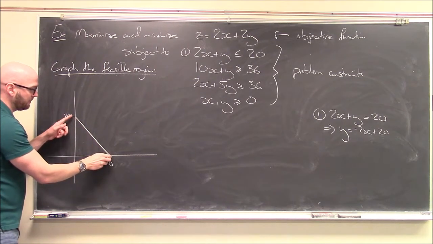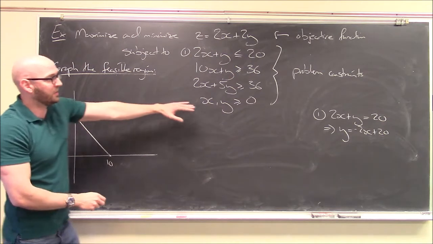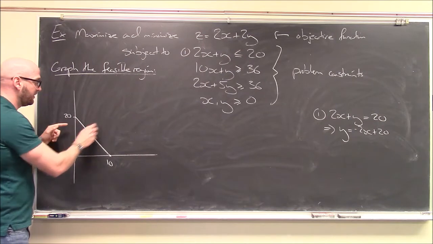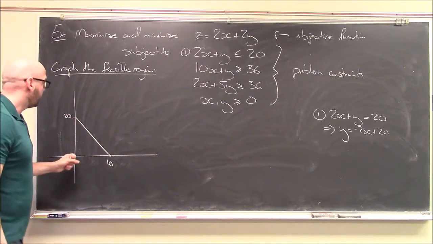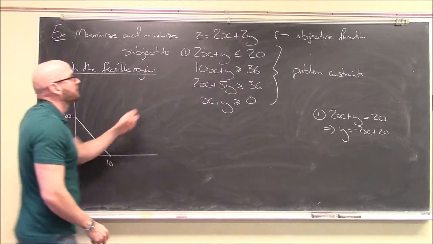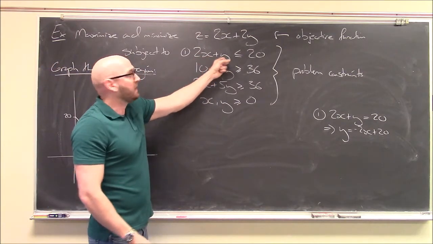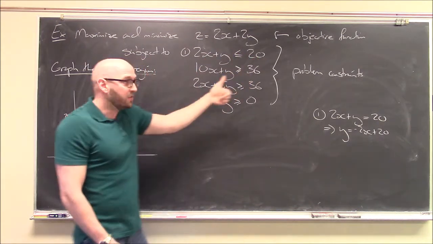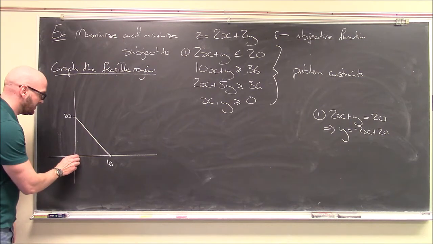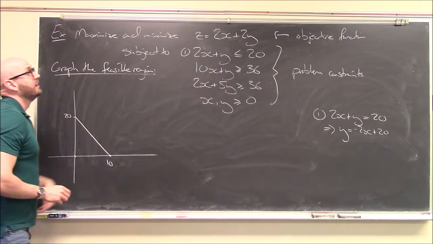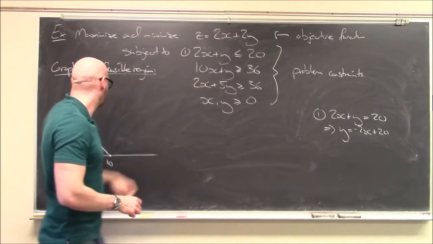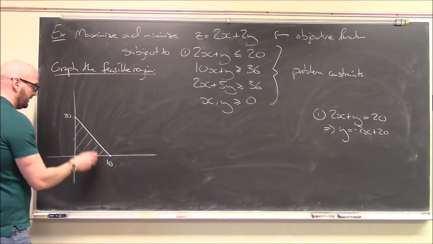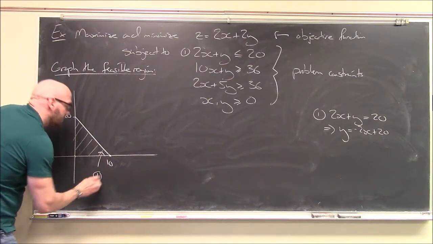And I'm only drawing this portion of it because, again, we only care about what happens in the first quadrant because of these non-negative constraints. And I have to decide which half plane I'm looking at. Am I looking at this side or this side? So let's try plugging in the origin into this function. 2x plus y, if I plug in x equals 0 and y equals 0, I get 0 on the left. Is that less than or equal to 20? It is, so the origin lies in the half plane that is the graph of this function. So we are looking at this side. All right, so this line, that's number 1.